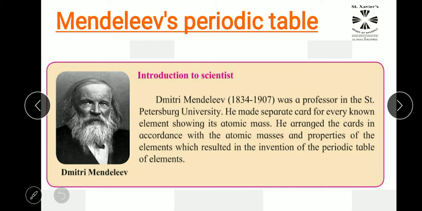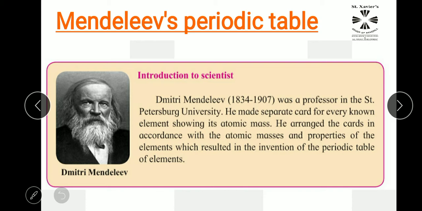And later on, the new scientist who came forward with the new theory, the name is Mendeleev. He gave one more theory, and the theory of Mendeleev we are going to continue now, students. Here a small introduction is there about the scientist Dmitri Mendeleev.